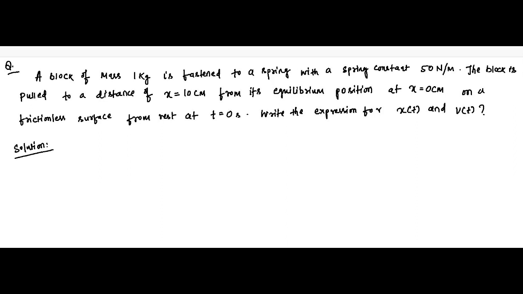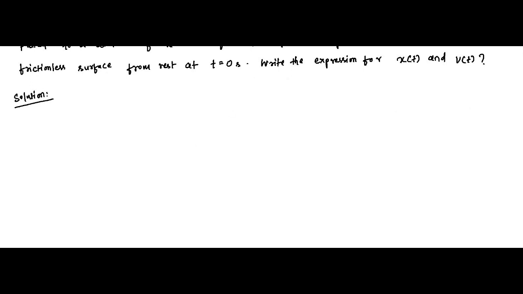We have to write the expression for the instantaneous displacement as a function of time, and velocity as a function of time, x(t) and v(t). So let us try to understand the arrangement.